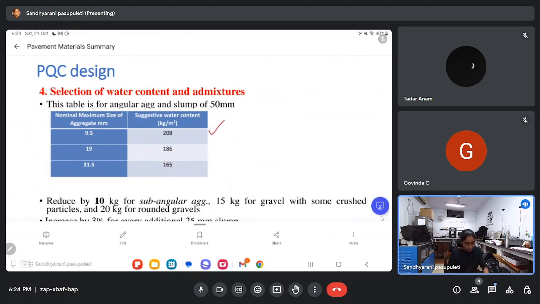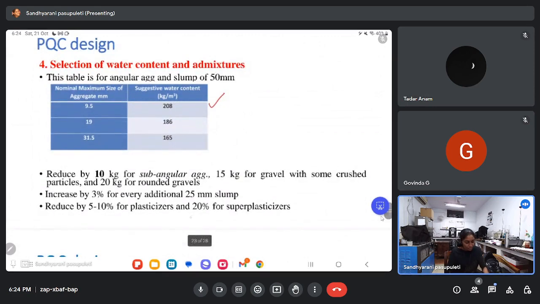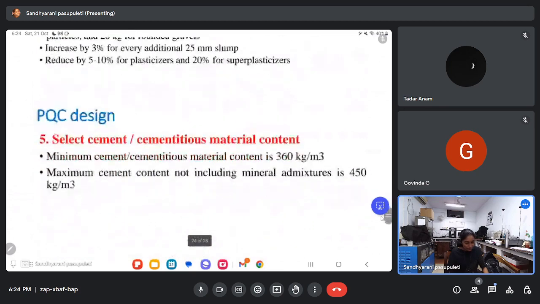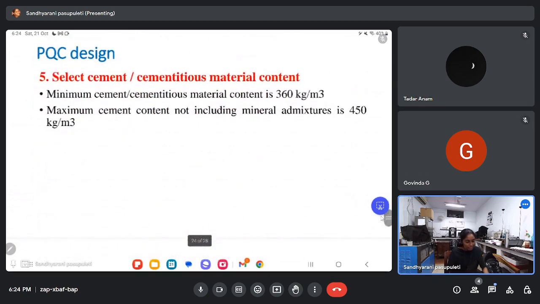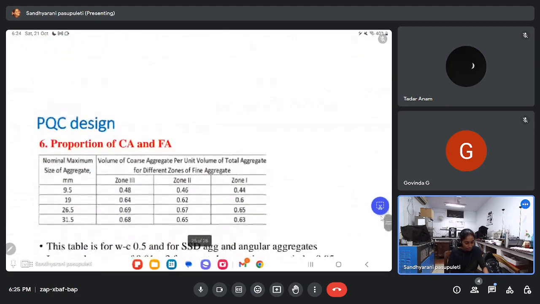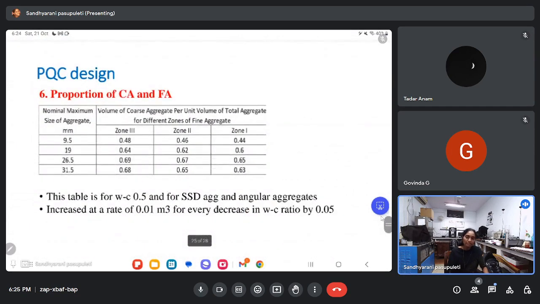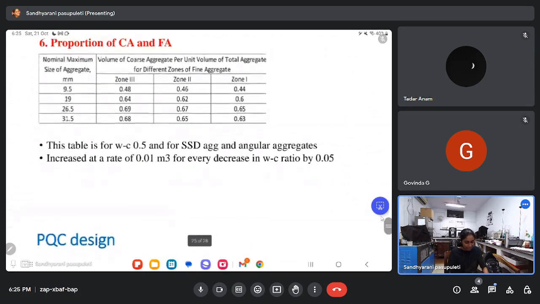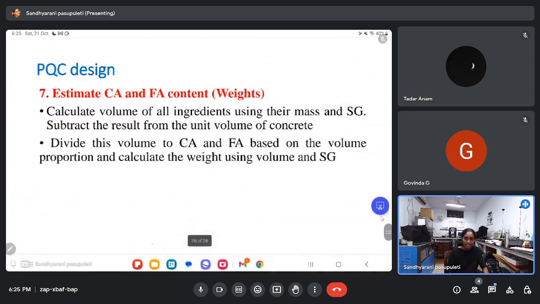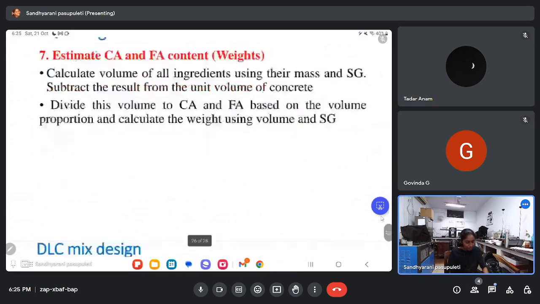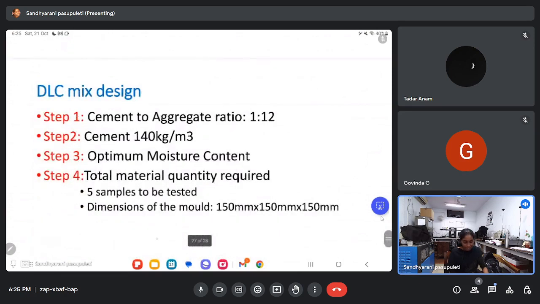But this table is for angular aggregate, so if we have some other shapes, we have corrections to that. And we have to consider what are the minimum cement and maximum cement that need to be added. Once the water cement ratio is finalized, then we also calculate the paste and aggregates fraction. So in terms of volumes we do the calculation initially, then using specific gravity we convert them into weights. So we have done the PQC design.